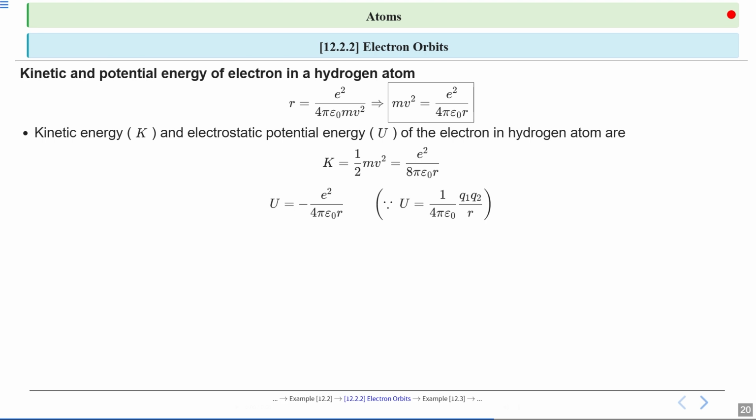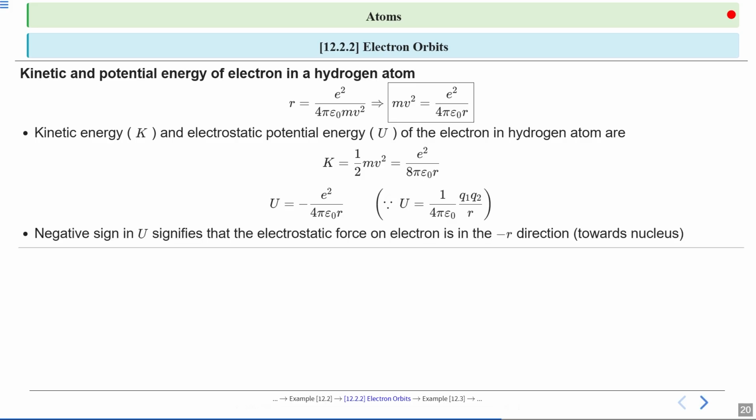Okay, and for hydrogen atom, the charge on nucleus is e due to one proton, and magnitude of charge of electron is also e. So Q1 and Q2 both are e. Sorry, magnitude of charge on electron is e, but charge on electron is minus e. We will consider minus e here because potential energy can be negative. But kinetic energy is always positive. So U is equal to 1 by 4 pi epsilon naught, Q1 is e and Q2 is minus e. So minus e square upon 4 pi epsilon naught r. So this is the potential energy of electron.